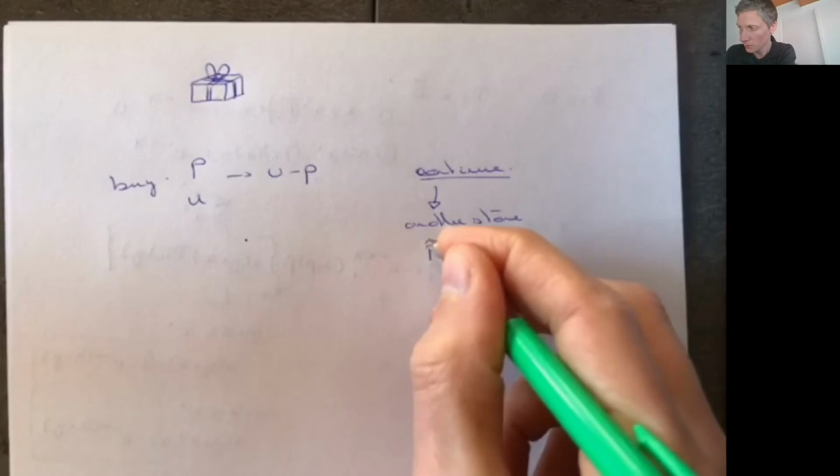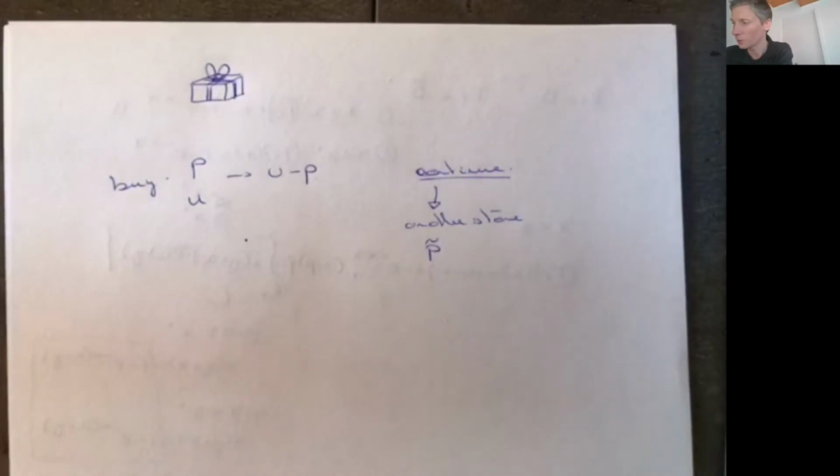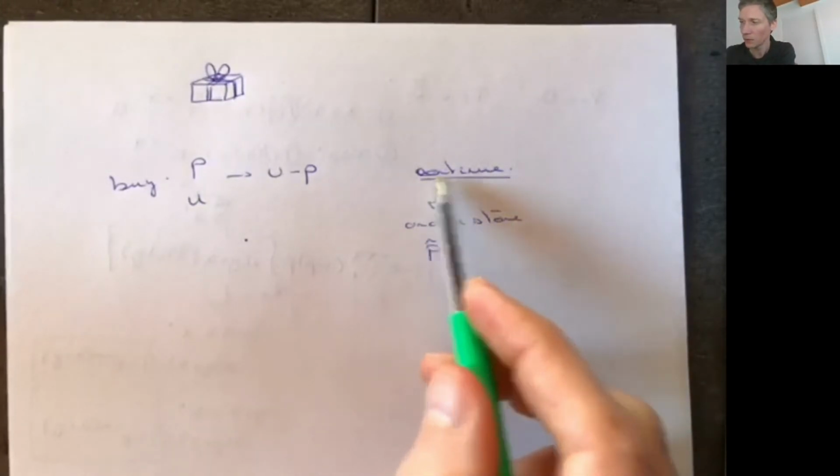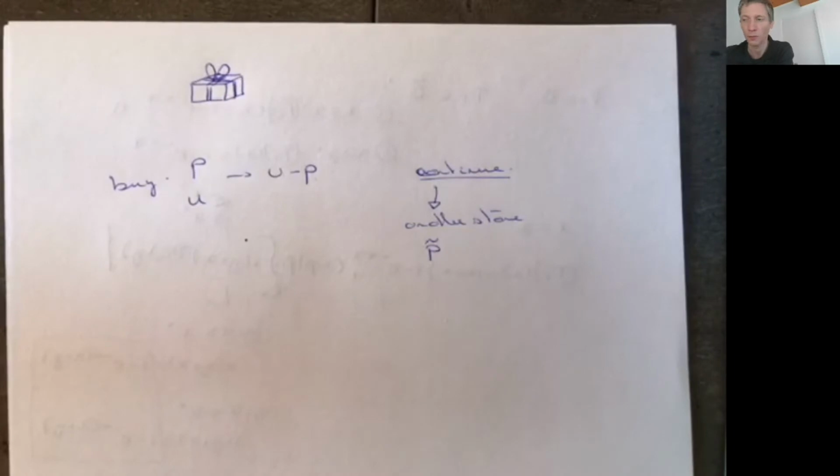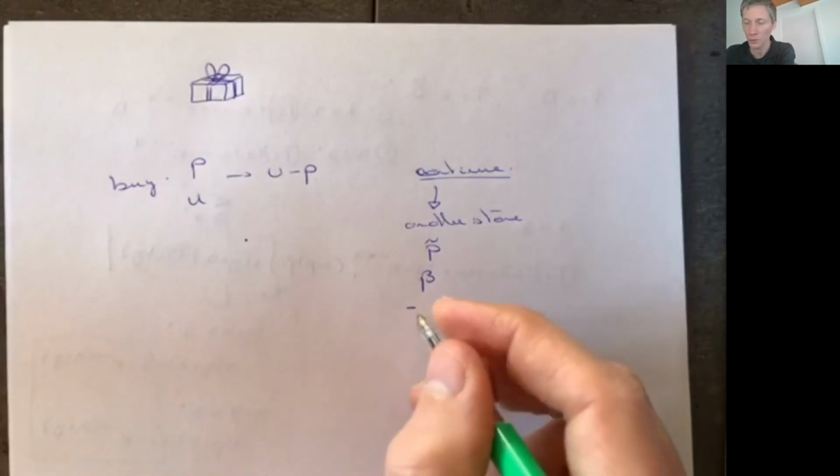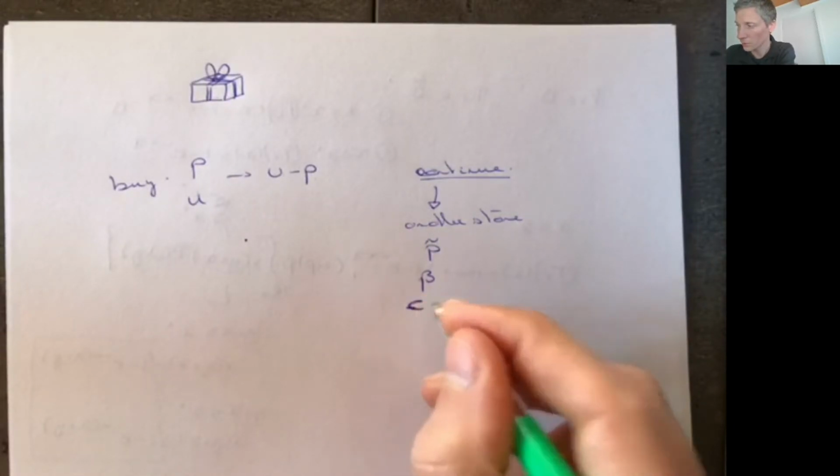So maybe I will see the price P tilde. Then I again have to decide whether to buy the good or not. But if I continue, there's also a cost, right? I have to wait for one period, that's the beta. And maybe I also have a search cost, so let me call this C.